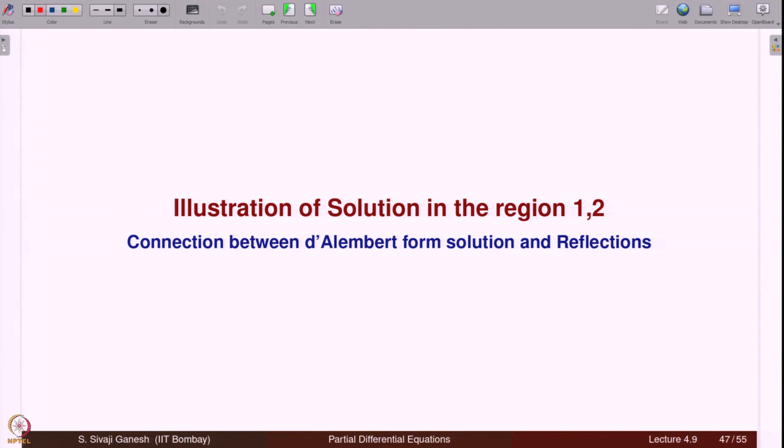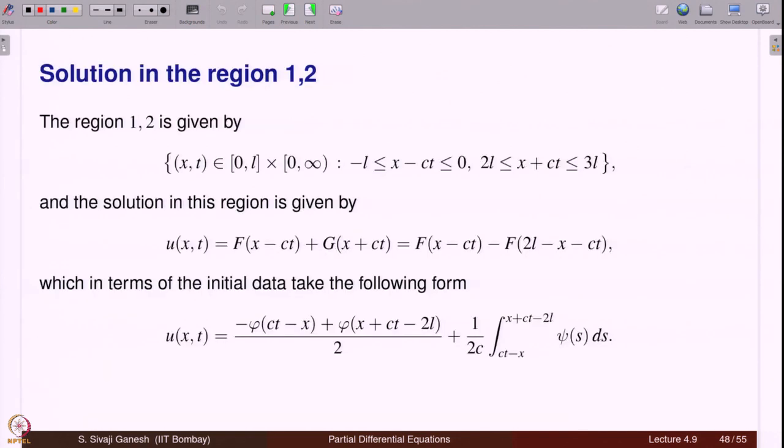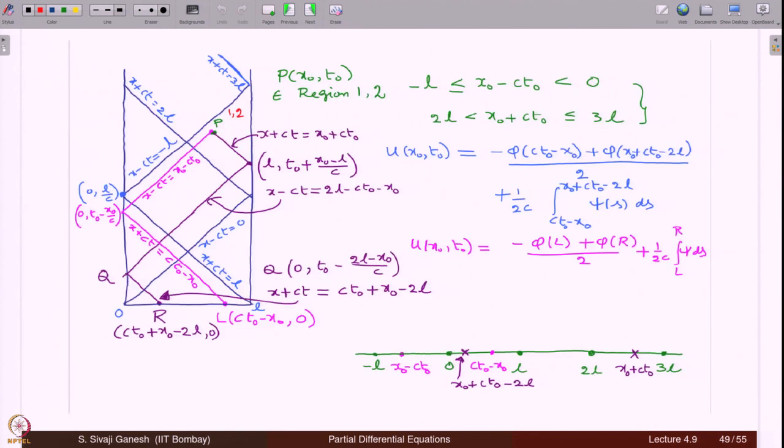Now, let us illustrate the solution in the region (1, 2), where we see the connection between the D'Alembert form solution and reflections. So region (1, 2) is algebraically given by these inequalities, and the solution is given by this. You can write this from the slide where m is odd and n is even. Now, look at this picture here. I am in this region (1, 2), I take a point P. I want to find u at (x_0, t_0), P is (x_0, t_0). It is in the region (1, 2), which is characterized by these inequalities that you know. So what I am asking here is how do I get this solution? Do I have to do every time the m even, n odd, find which n, etcetera, how it comes?